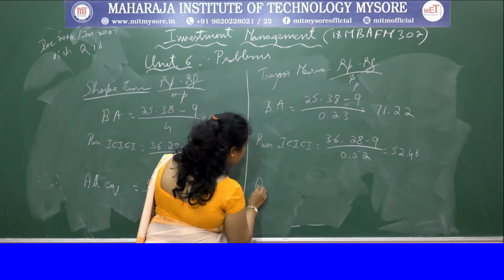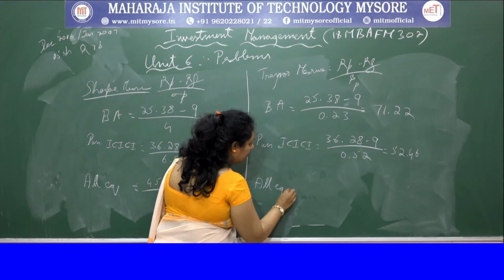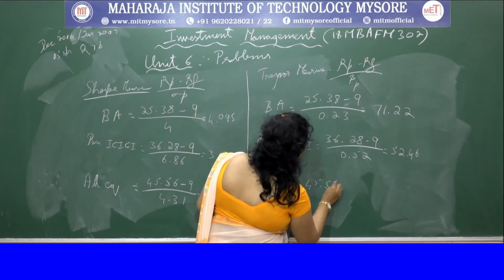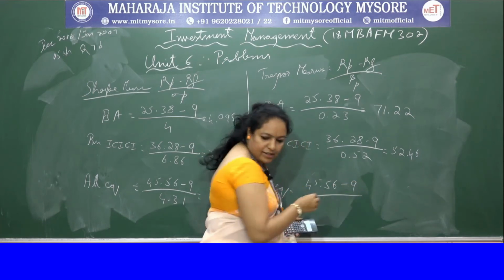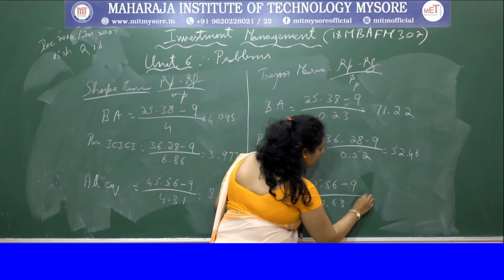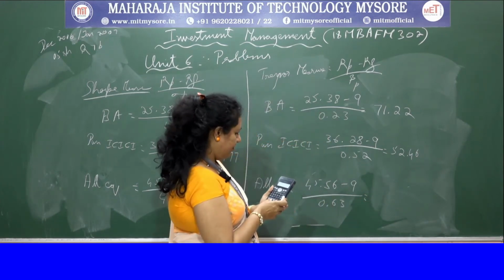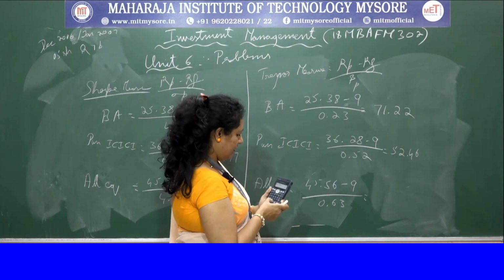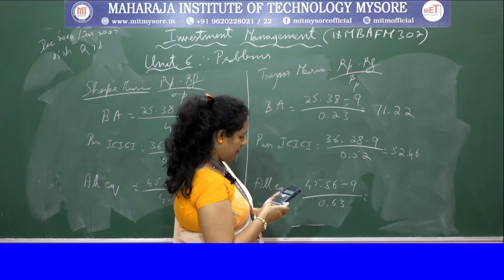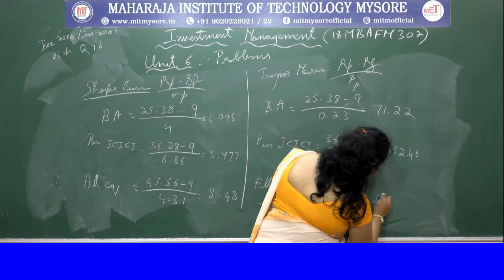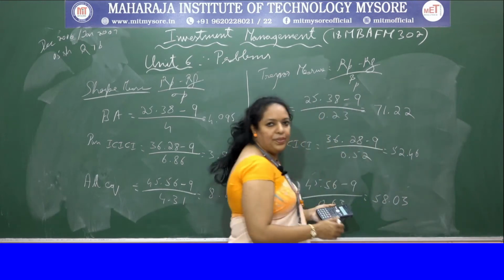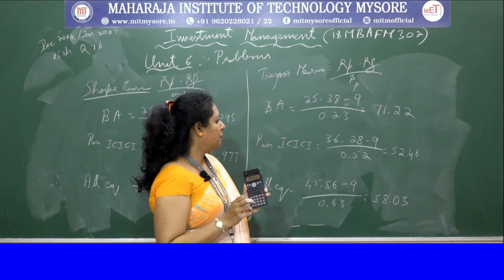And the last one is Alliance Equity. Alliance Equity, that is 45.56 minus 9 divided by 0.63. You've got 58.03. So these are the answers.